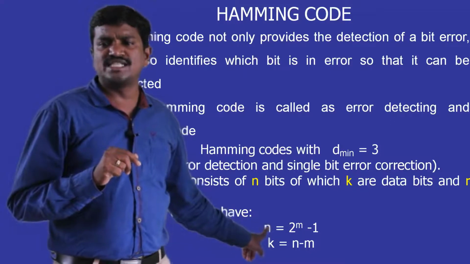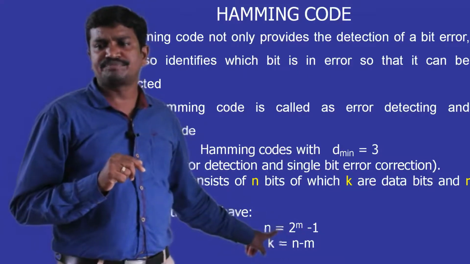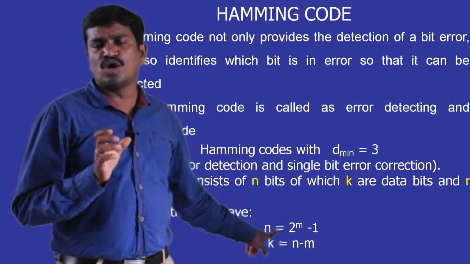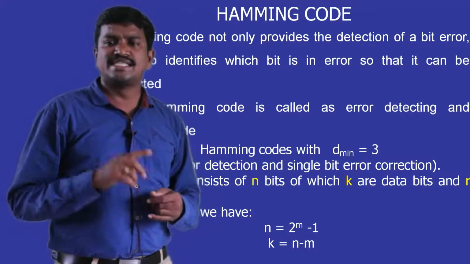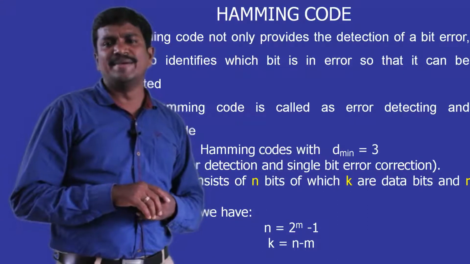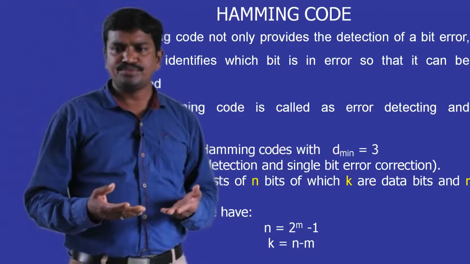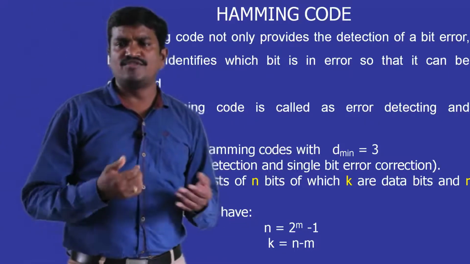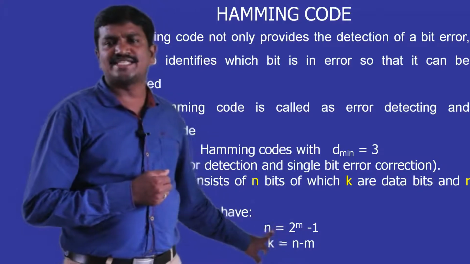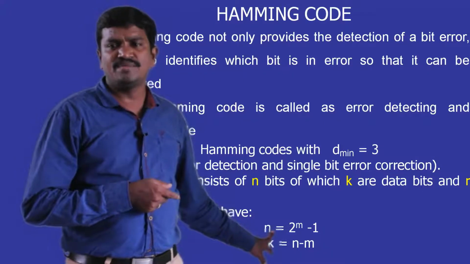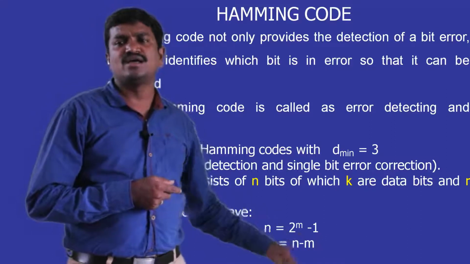So code word size is n equal to 2 power m minus 1. So you are going to get 7 bits here. If you want to maintain a minimum Hamming distance as 3, that code word will have 7 bits. So in these 7 bits, how many of them are for data and how many are for redundant bits? So k equal to n minus m, where k is nothing but bits for data, and m is redundant bits.